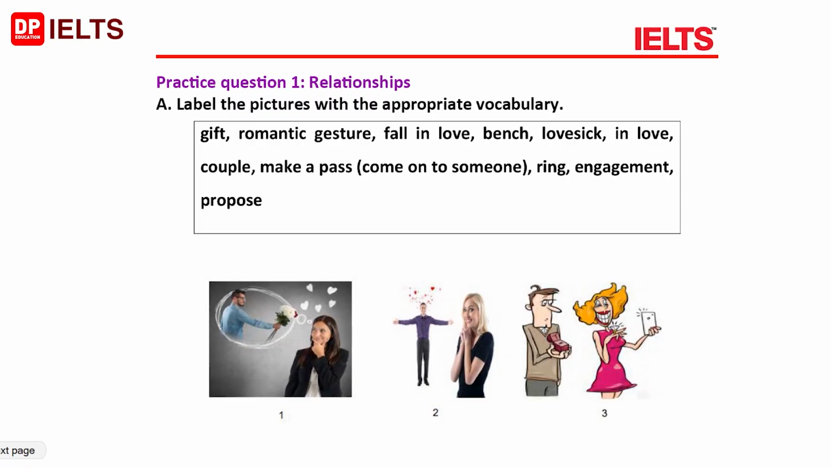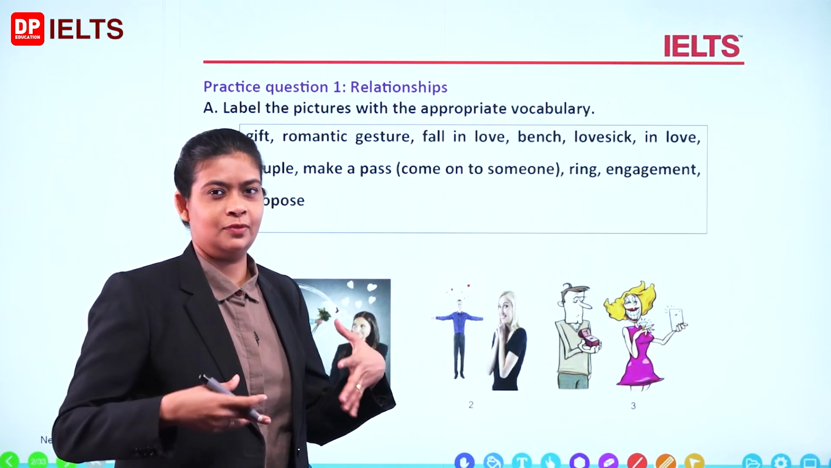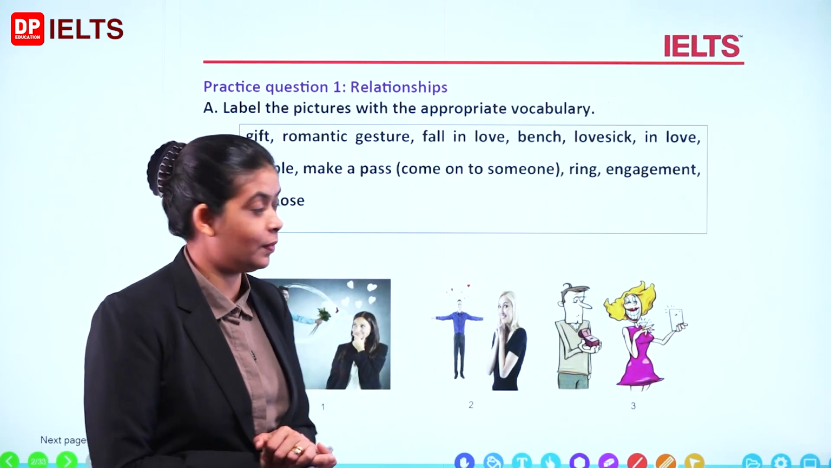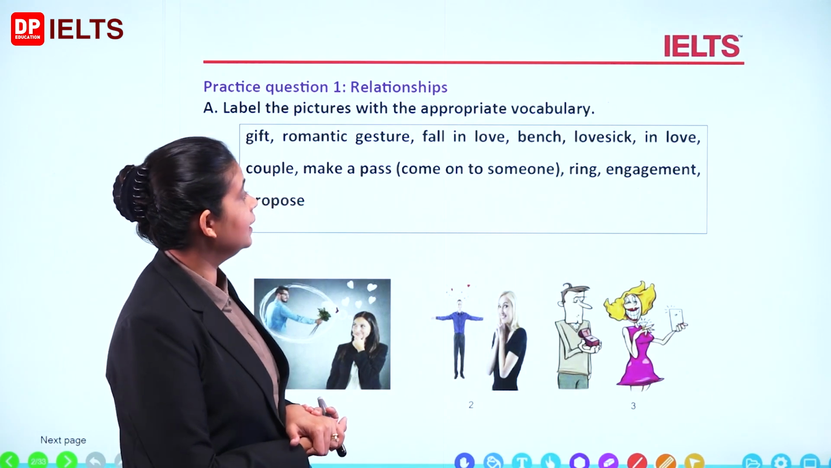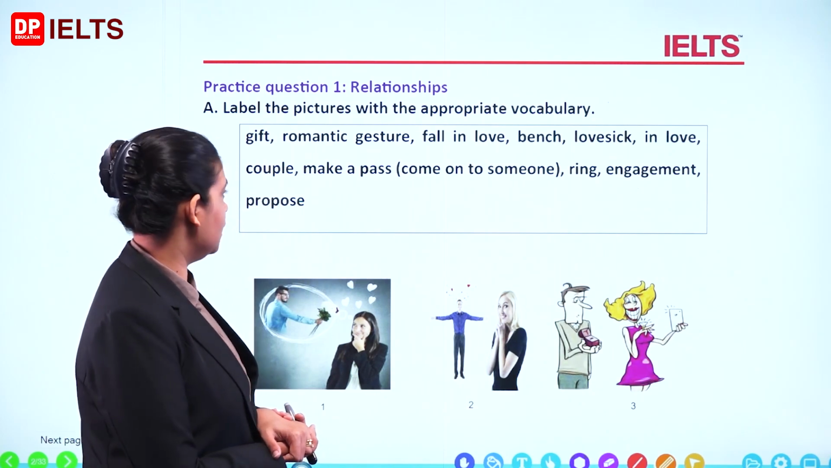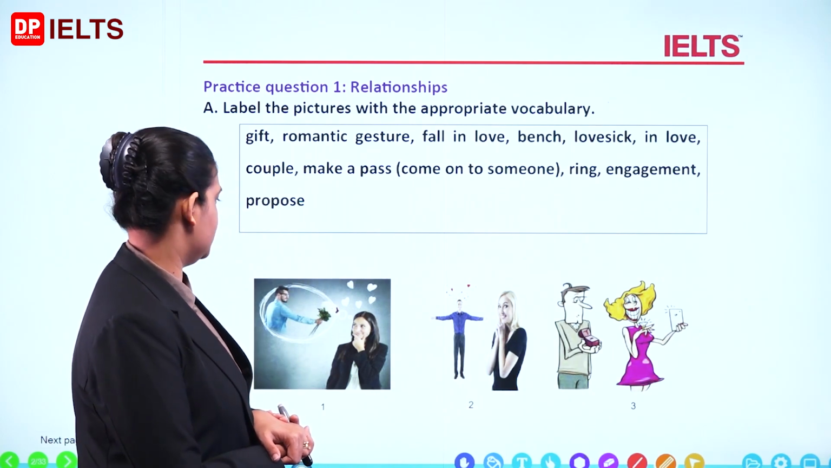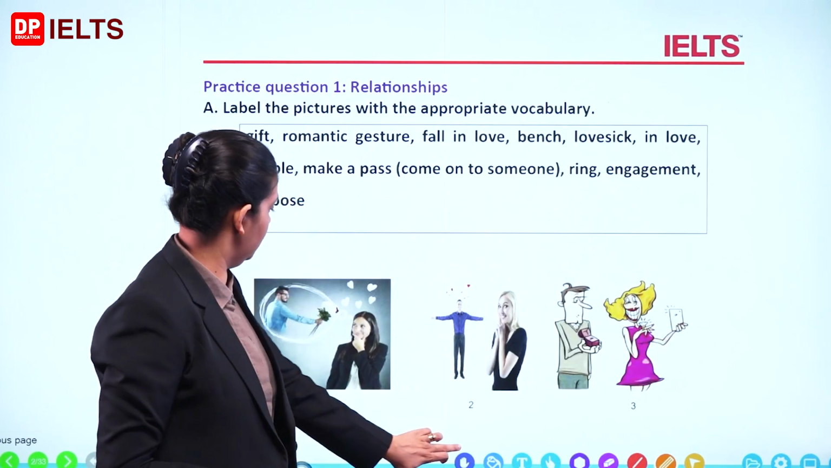Practice question 1. Relationships. Label the pictures with the appropriate vocabulary. Gift, tag. Romantic gesture, අපි යම් කිසි මොකක් හරි කරන ක්‍රියාවක් romantic එකක්. Fall in love, bench, lovesick, in love, couple, make a pass, that is come on to someone, ring, engagement, propose. Right, so here are a few more pictures. Okay, so let's see which words we can use.